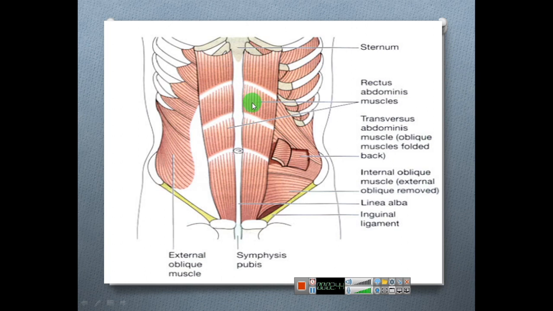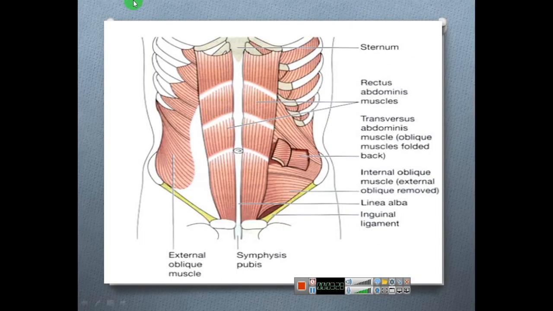The rectus abdominis muscle should be cut and retracted, separated, to explore the inside of the abdomen. To do a laparotomy, an exploratory laparotomy, the rectus abdominis muscle is cut and we see the inside of the abdomen. After the surgery, it is sutured in line.